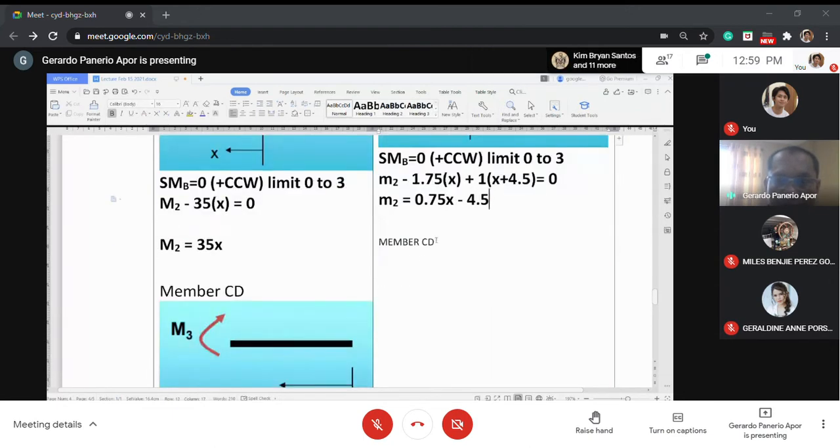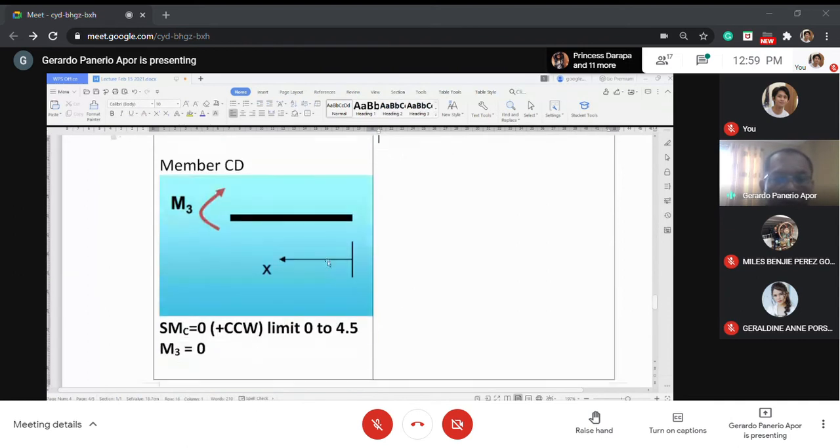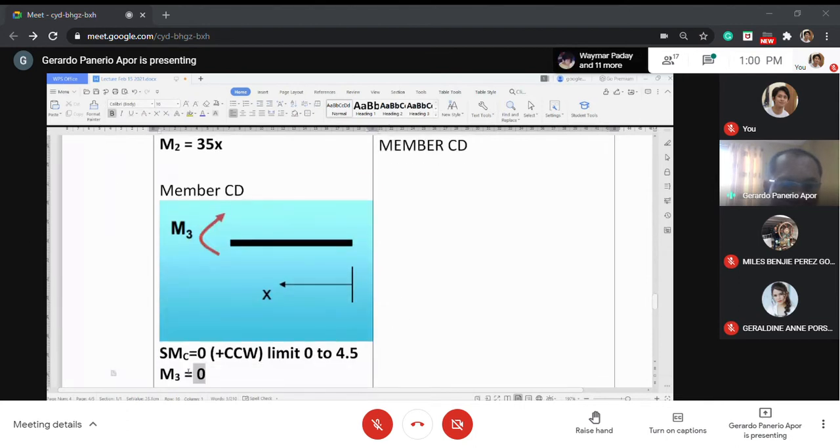For member CD, whatever you've done here for big M, you still do it here. The way you establish the x, the equation, and the limit is still the same. So we just put it here. Copy that. But this one will become small letter m. The figure looks like this.